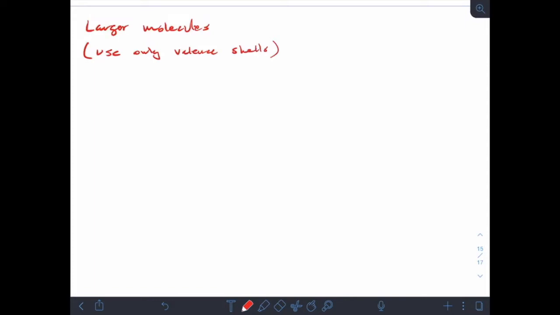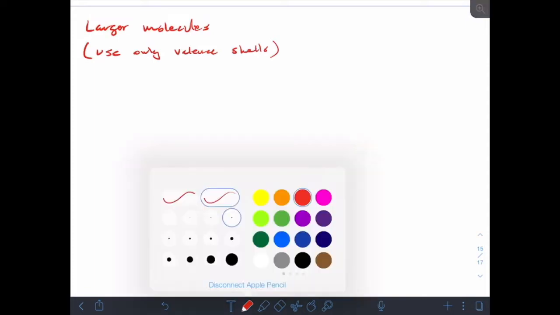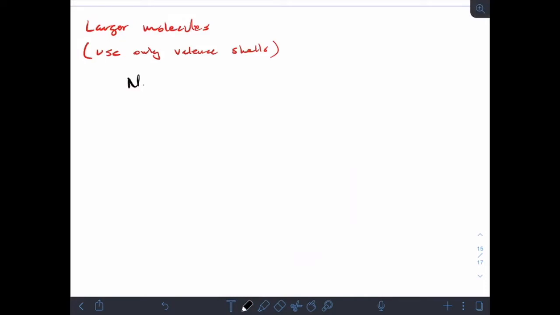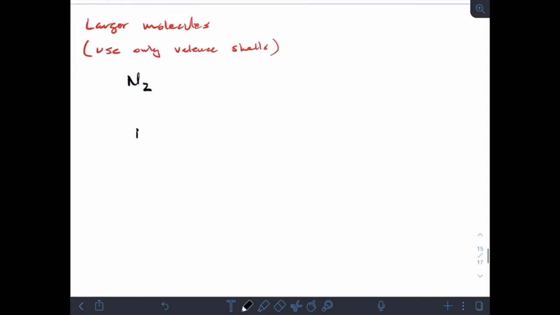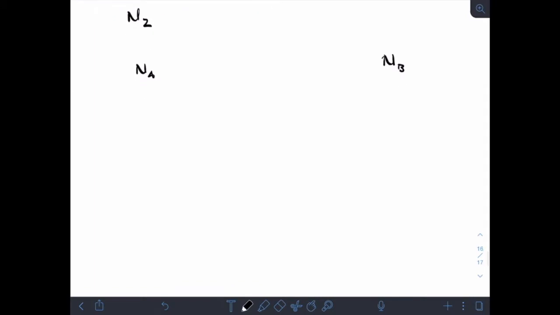So let's do an MO diagram for N2, dinitrogen. On the left side, I'm going to have nitrogen A, and on the right side, nitrogen B. So there are 2 nitrogens in my molecule. Nitrogen A has, at its lowest level, a 2s, and then it has 2p, which has 3 p orbitals. The other nitrogen has the same thing, so about the same energy.